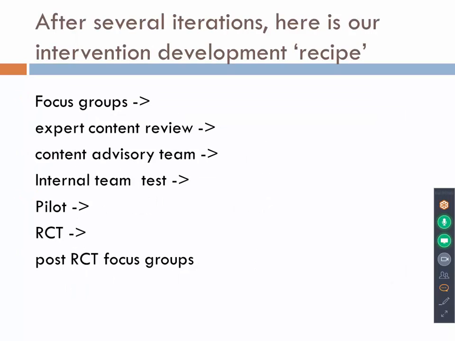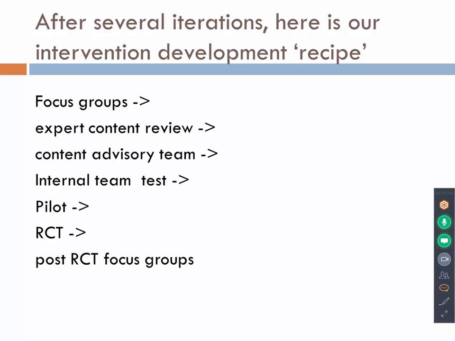Okay, so after several iterations across several different projects, these are the steps that we ideally go through when we have enough funding to do it. This is our recipe. So first we do focus groups with our target population, because we want to understand the words that they use and their understanding of why they're engaging in various behaviors, how they've tried to maybe engage in healthier behaviors and why they don't always, and what their views are on the topic at hand.